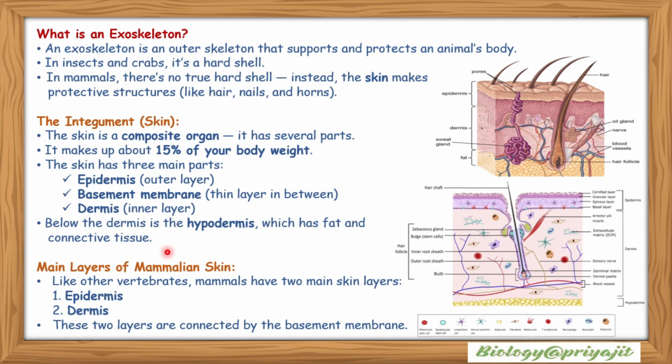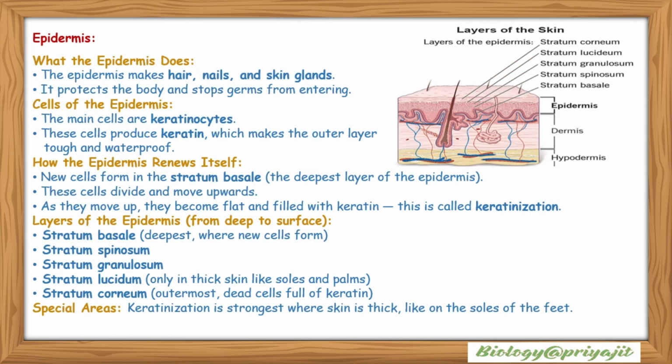What are the main layers of mammalian skin? Like the other vertebrates, mammals have two main skin layers: epidermis and dermis. These two layers are connected by the basement membrane. Epidermis: what does it do? The epidermis makes hair, nails, and skin glands. It protects the body and stops germs from entering.